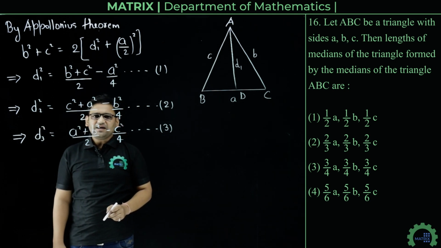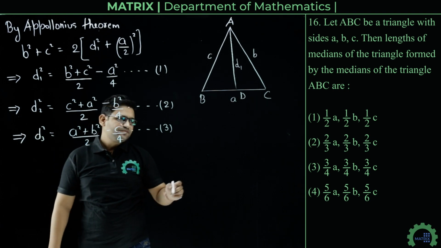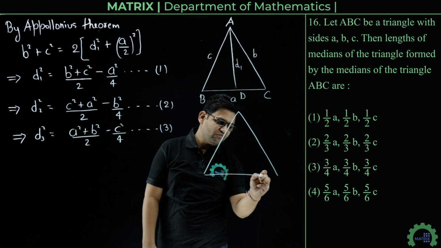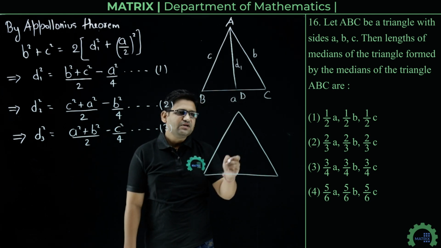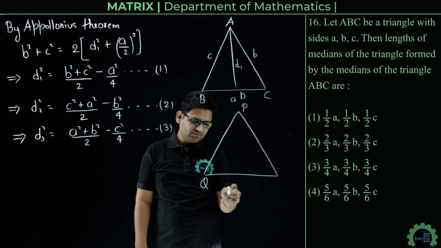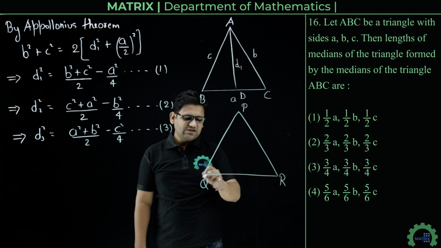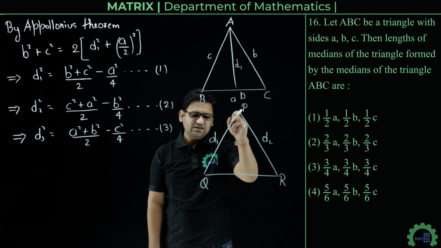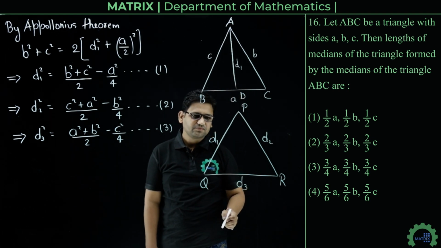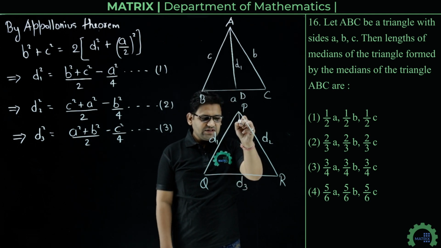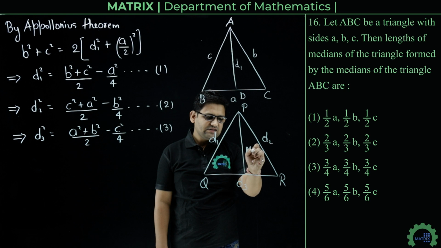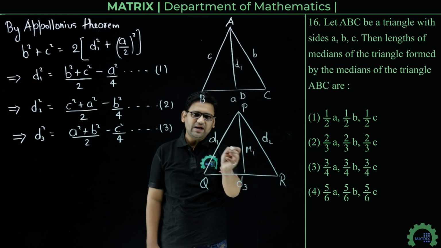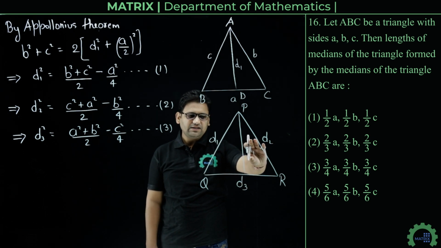Now we have to draw a triangle with side length d1, d2 and d3. Let's say this is another triangle whose length of medians we need to find. So let's say this is triangle PQR, and in this triangle this is d1, this is d2, that is the median's length, and this is d3. Let's say M1 is the median of this triangle, and we need to find the length of the medians of this triangle, that is M1, M2 and M3. So first of all, we will find the length M1.